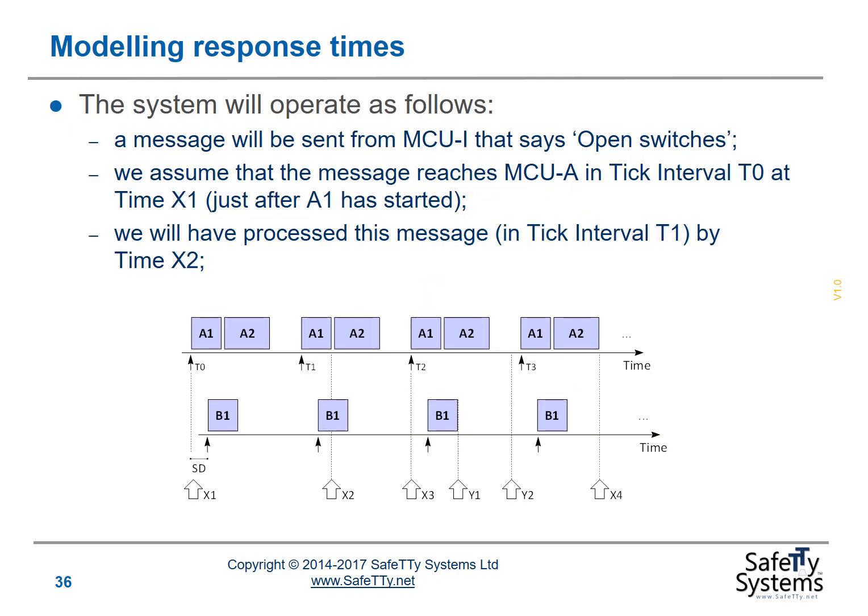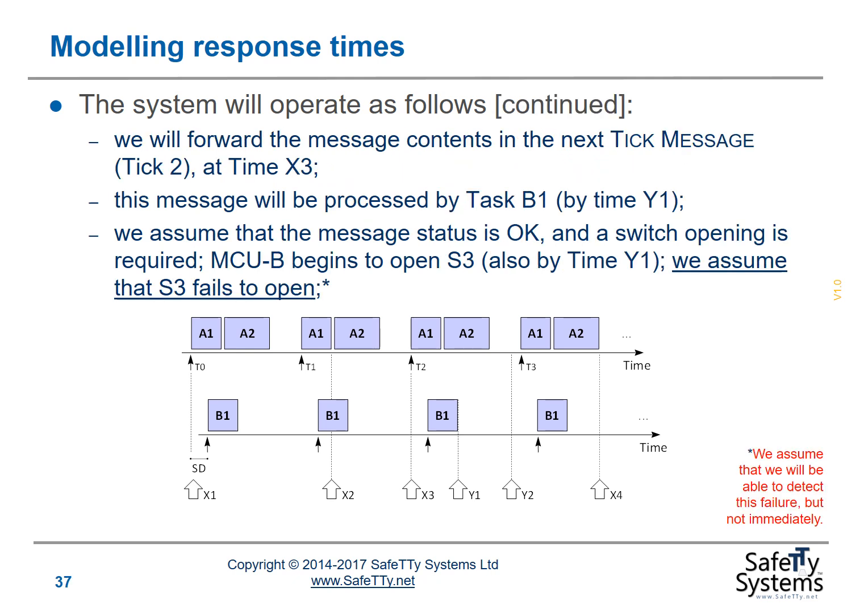So the system will then operate as follows. A message will be sent from MCU-I that says open switches. We assume that the message reaches MCU-A in tick interval T0 at time x1, which is shown in the figure, just after A1 has started. We will have processed this message in tick interval T1 by time x2. We will forward the message contents in the next tick message in tick 2 at time x3. This message will be processed by task B1 by time y1.